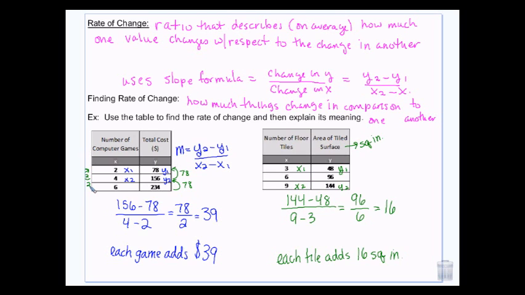Remember I said I'm going to try to break it down a whole lot? So yes, for these examples you could do that, and it would work. But for future examples, it won't. So we want to use the slope formula just to make sure. Good?